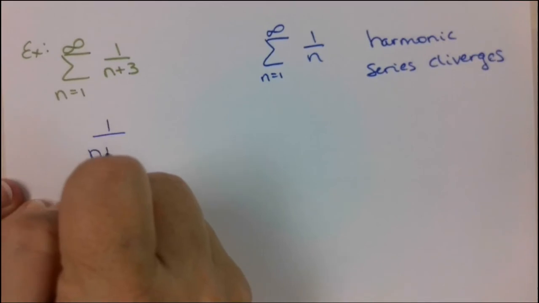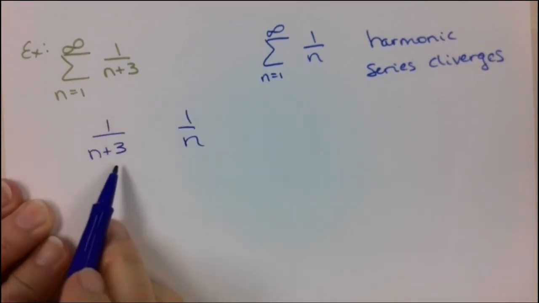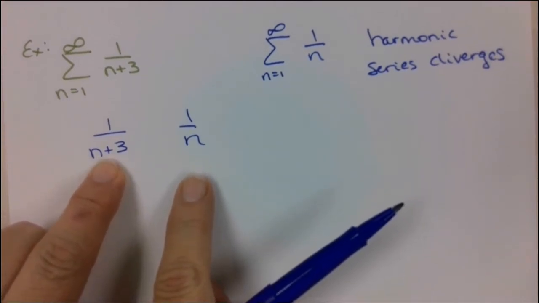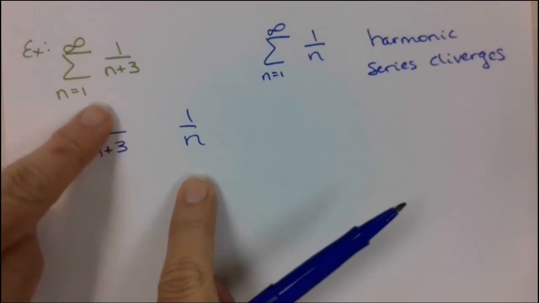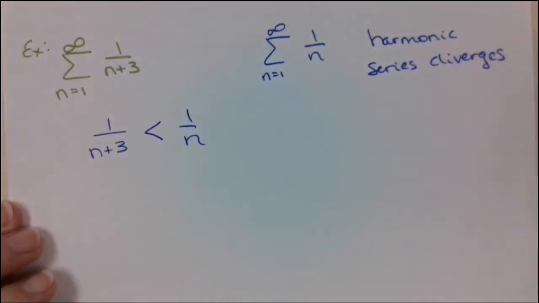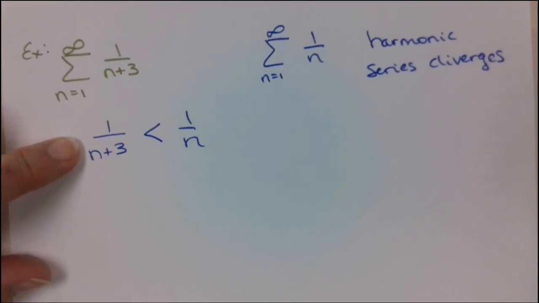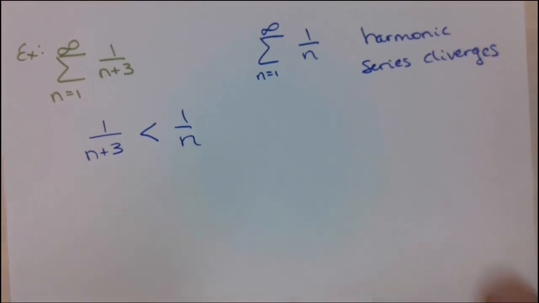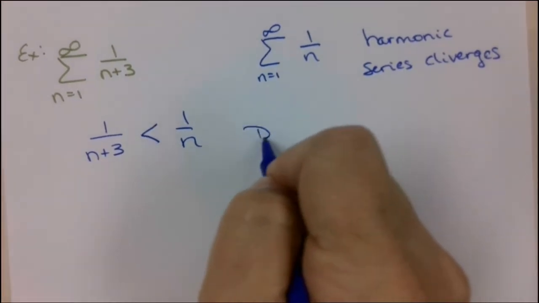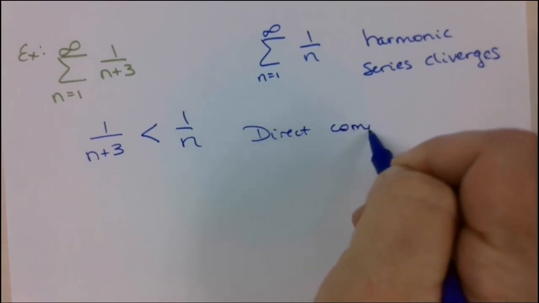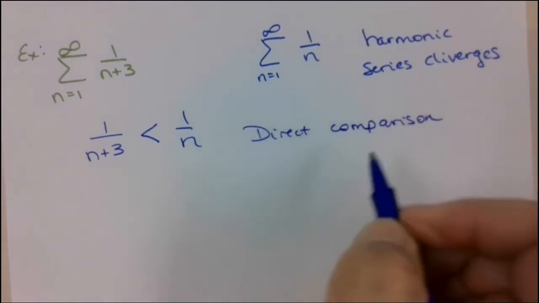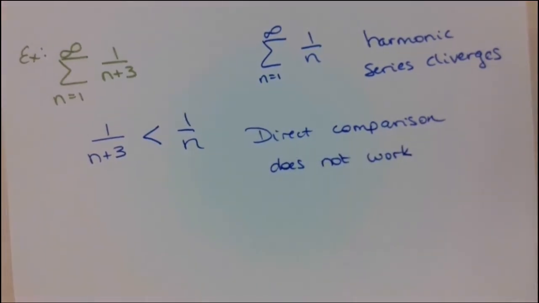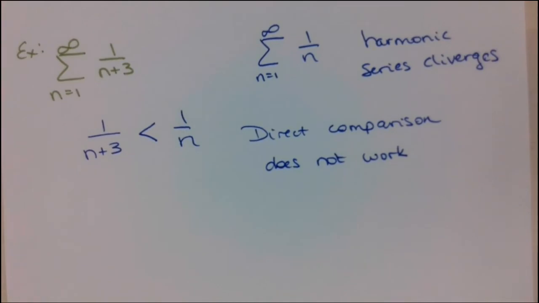So let's compare. 1 over n plus 3, we're going to compare to 1 over n. I notice that the n plus 3 denominator is larger, which means the overall fraction is actually smaller. And so in this case, the terms of my series of interest are going to be smaller than my known series, which diverges. And so here, direct comparison does not work. But what we can do is limit comparison, and I'll show you that in the next video.